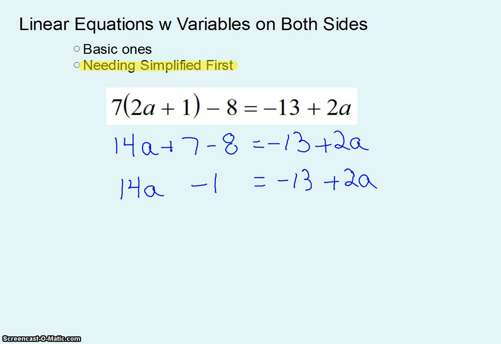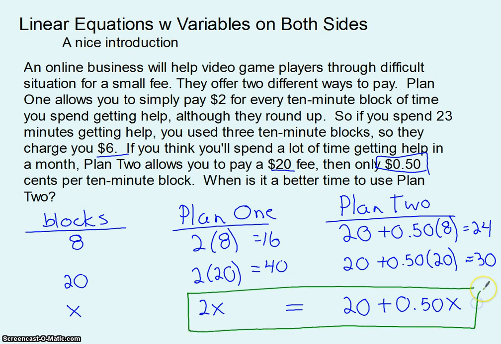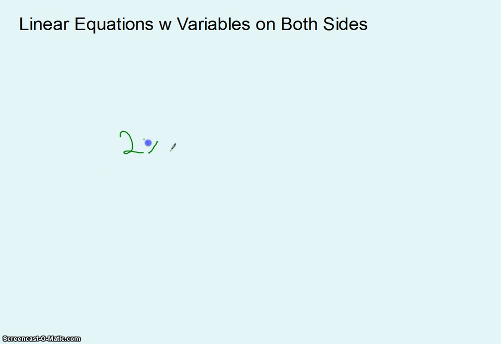I want to go back to this problem right here and take a look at this equation that we had developed. Okay. Do you see now what we want to do? Okay. I'm going to copy that equation down to a new page here. 2x equals 20 plus 0.50x. Okay. Well, now I can solve this thing pretty nicely.